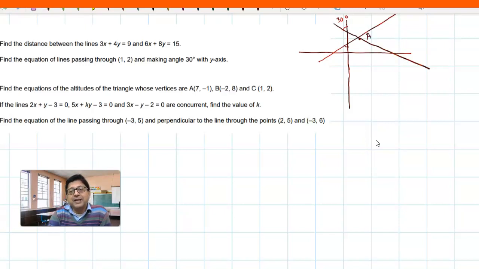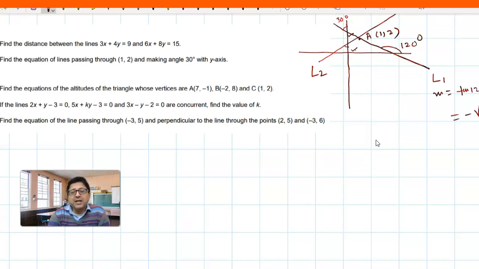This point is A(1, 2). This is one line L1, this is the other line L2. We need to find this angle, then the slope can be determined. It's very easy. This angle is 90 and this is 30. The exterior angle is the sum of the two interior opposite angles, 90 plus 30. So this is 120 degree. So the slope of this line is tan 120 degree, which is nothing but minus root 3.